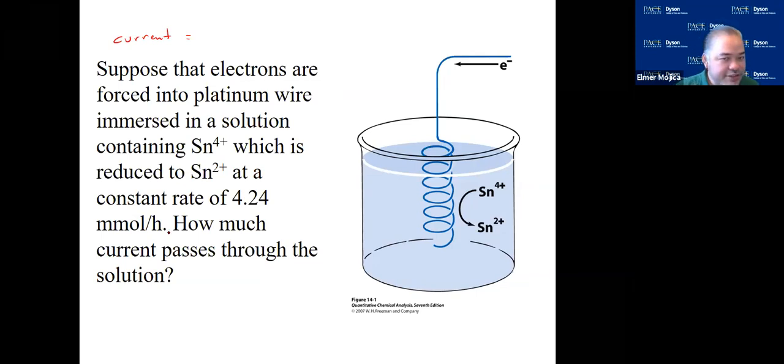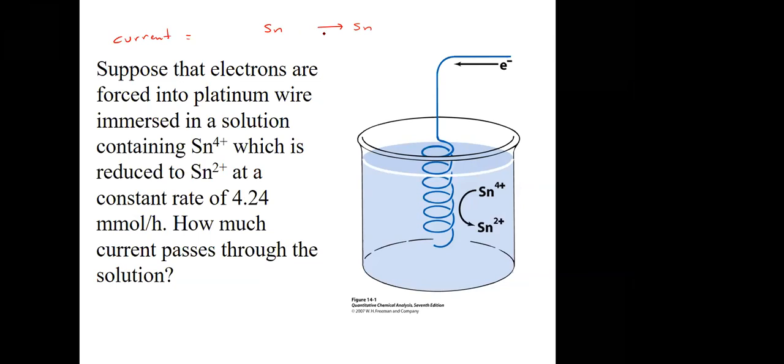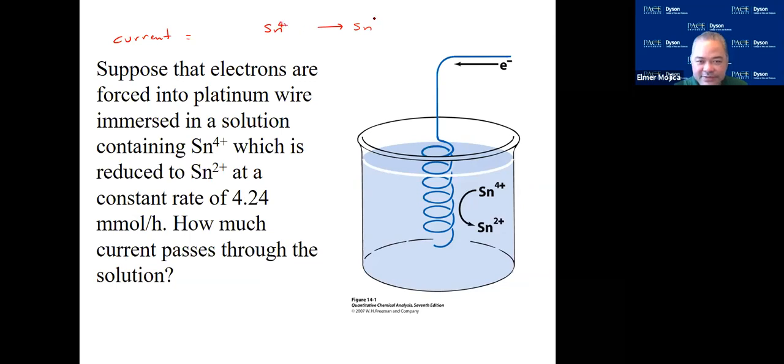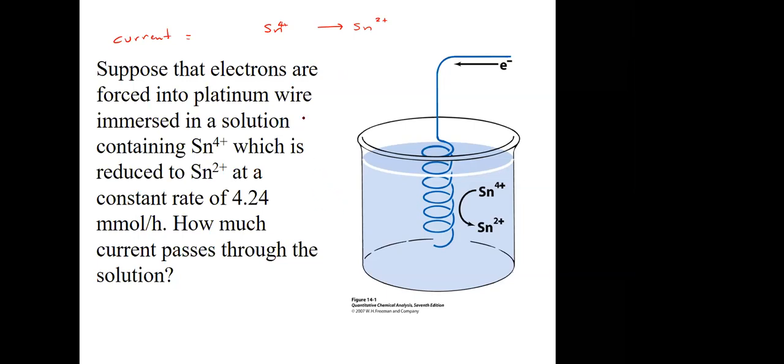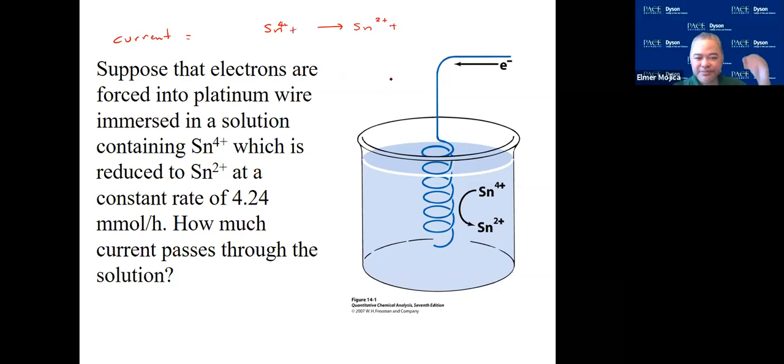So maybe we can write the reaction. So the reaction here would be what? Where is the 4+ and where is the 2+? The 4+ is on the left, 2+ is on the right. The 4+ is your reactant and the 2+ is your product. Now where's the electron? Will I put it here or will I put it here? On the left side. Okay, so this is the reaction.